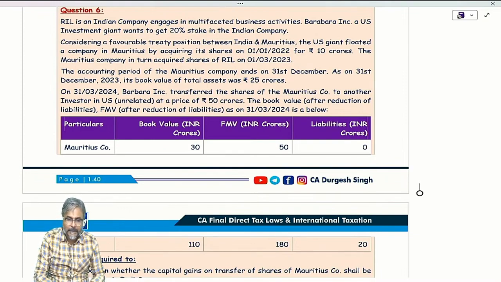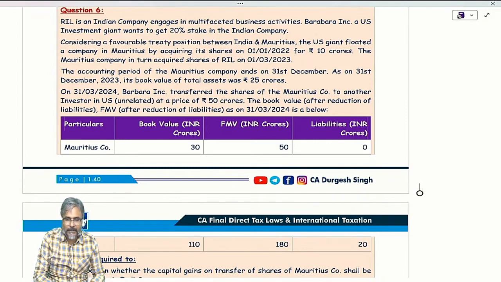The third paragraph: the accounting period of the Mauritius company ends on 31st of December. As on 31st December 2023, its book value of the total asset was ₹25 crore. Now, obviously, students, this information has been given to you to decide which should be the relevant date. So the balance sheet date is 31st December 2023, in which they have given you the total book value of all the assets of that particular Mauritius company. See the next paragraph.